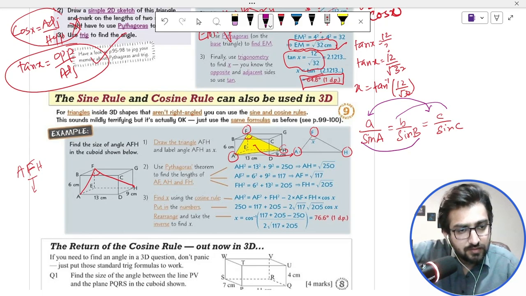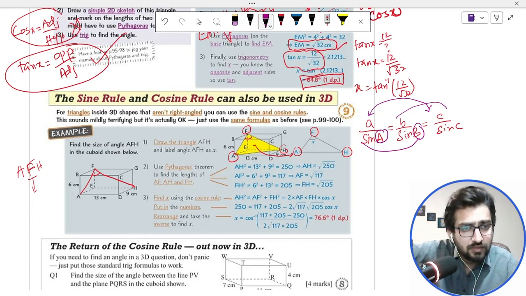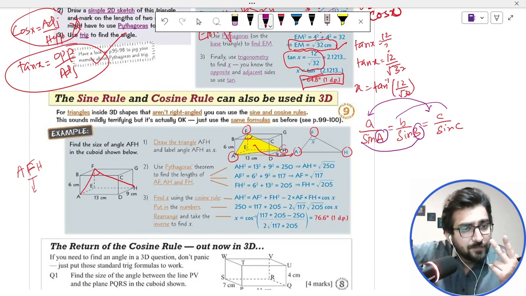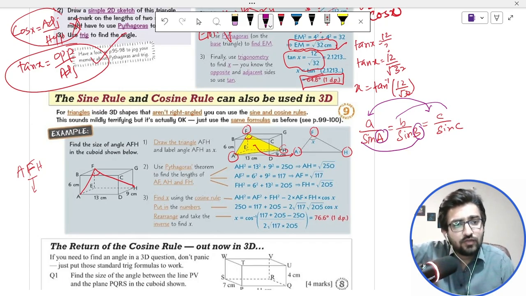But let's think. Can we apply sine rule? No. Why? Because in sine rule two angles are involved, and here we want to find one angle and there are no other angles given. If no other angle is given, just the one we want to find, we cannot use sine rule, because in the sine rule formula there are two angles involved: A and B, or B and C, or A and C. So sine rule cannot be applied here.